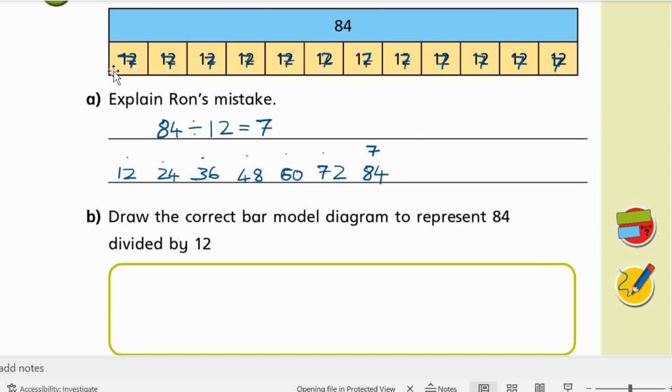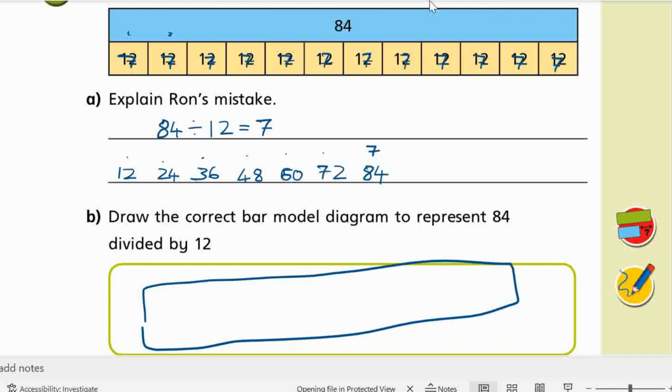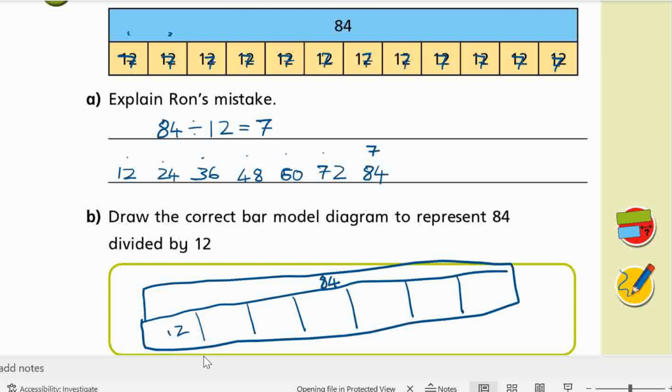So I just showed you. You can either do it this way, or you can split the 12s into 7 groups. Yeah? Or you can do it the other way around, which means you have... Yeah, this is why I didn't want to draw it, but okay. 84, and then you split it 7 ways. 1, 2, 3, 4, 5, 6, 7, and you put 12 in each. Yeah? Does that make sense?